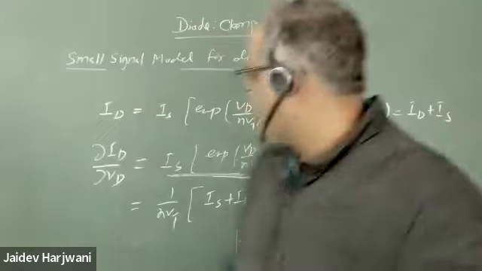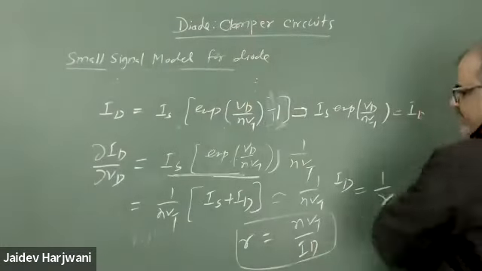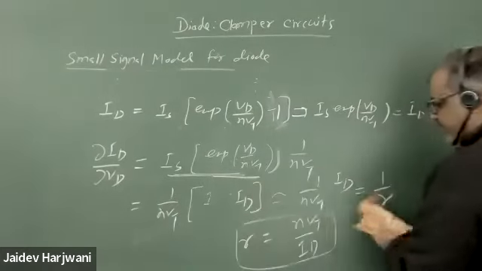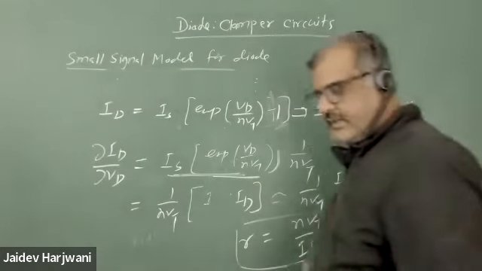Okay, you can directly put this equal to ID. Remove this one. This is ID, and this is the formula we have derived just now.